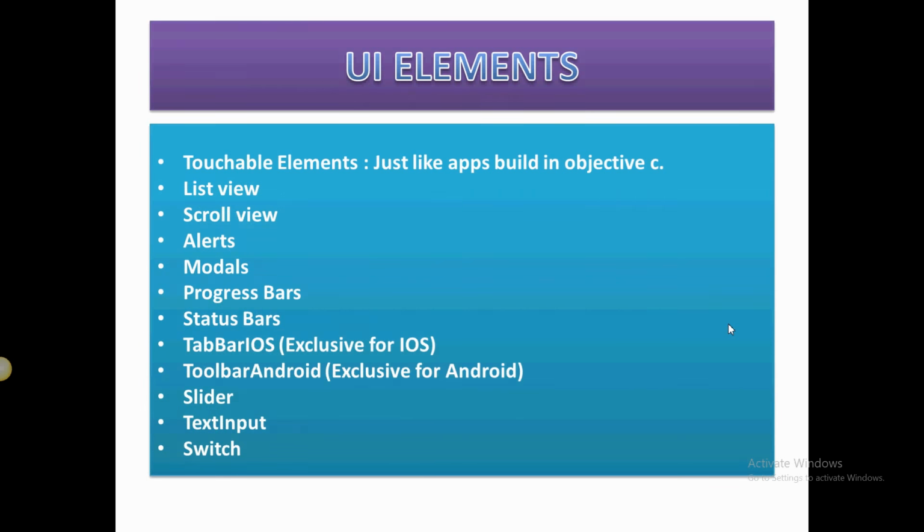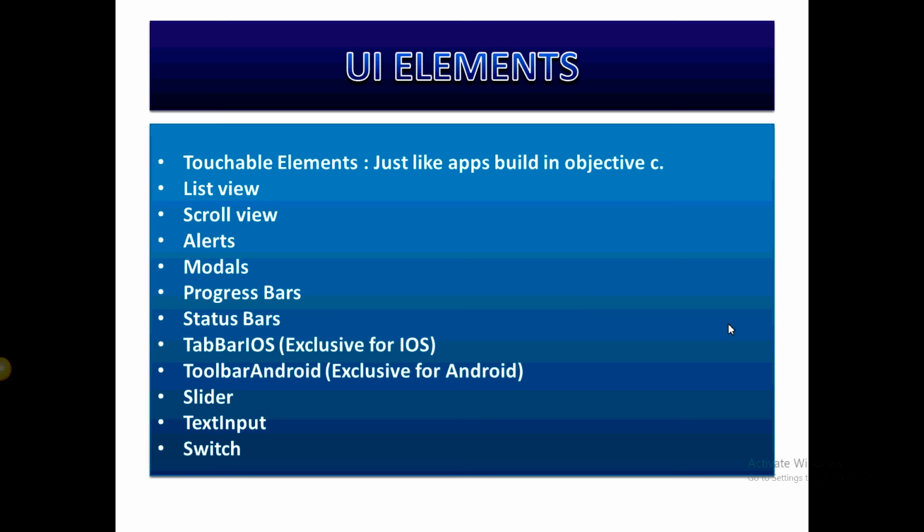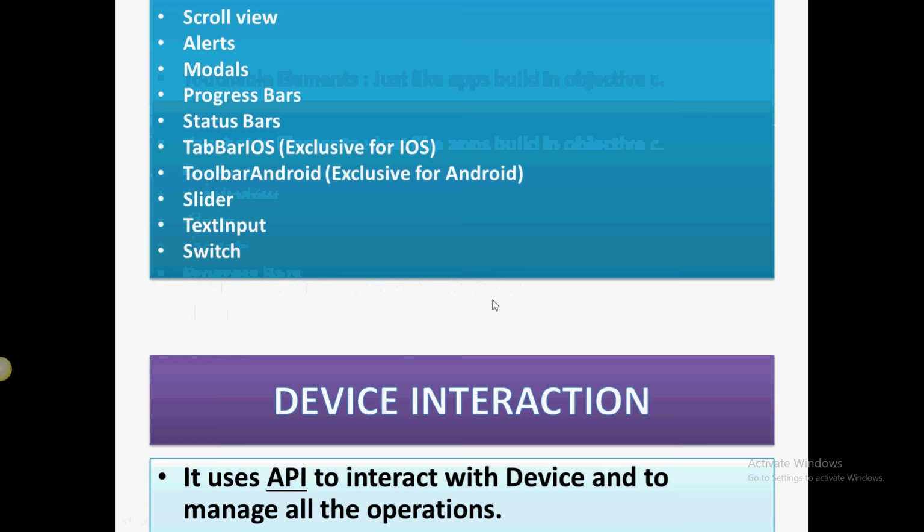Now, the elements. Every framework has its own elements that give the look and feel on a particular platform. Like we have list view, we have scroll view. These are the elements that are already built in React Native. We just need to use them and they will perform the same as per the environment, like alerts, modals, progress bar, status bar. These are all elements already created in React Native, and a developer just needs to use them to make the look and feel the same.